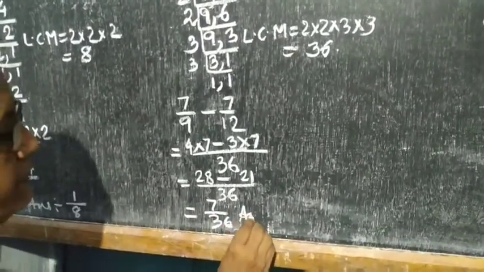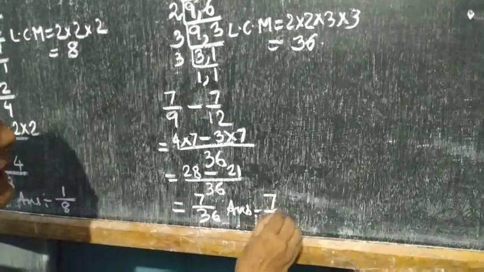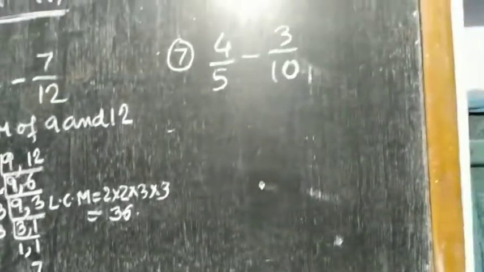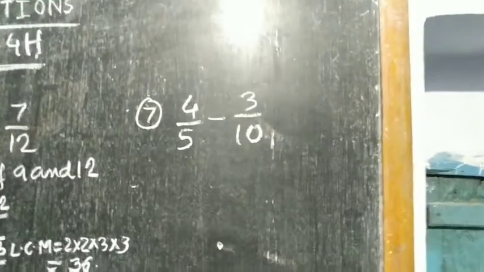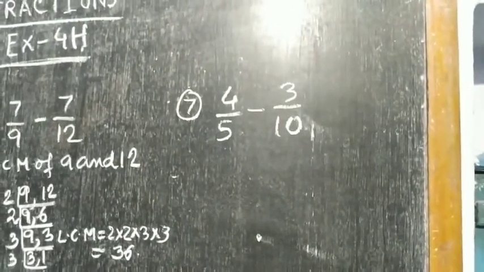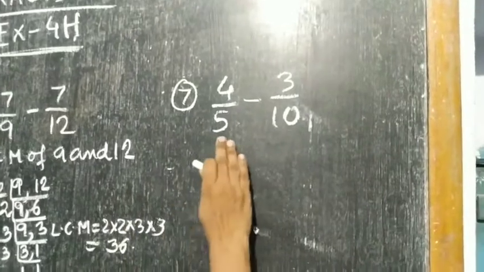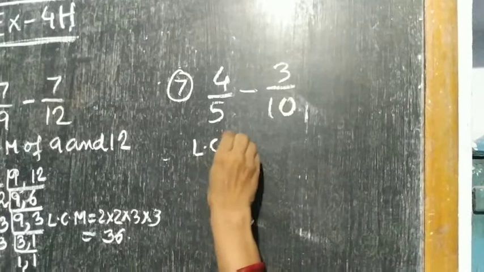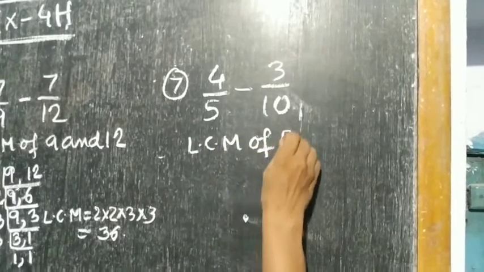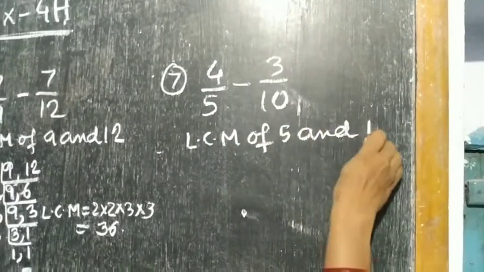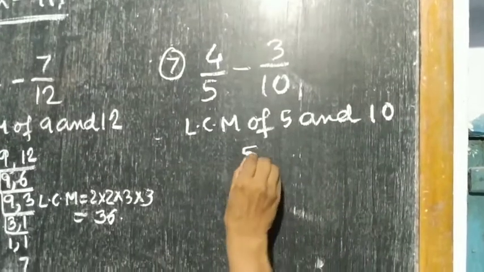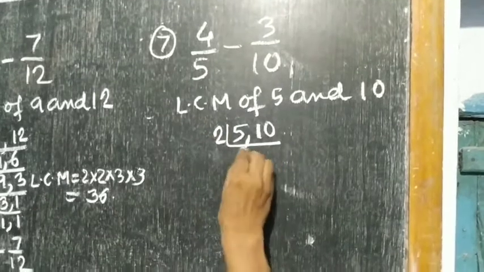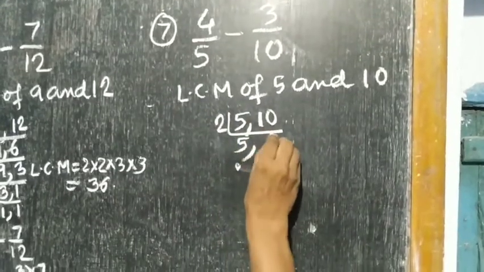So answer 7 by 36. Next, see sum number 7. You have to subtract 3 by 10 from 4 by 5. So first you have to take the LCM of the denominators 5 and 10. So LCM of 5 and 10. So here also I shall use repeated division method. Divide them by 2. So 5, 10 divided by 2, 5.